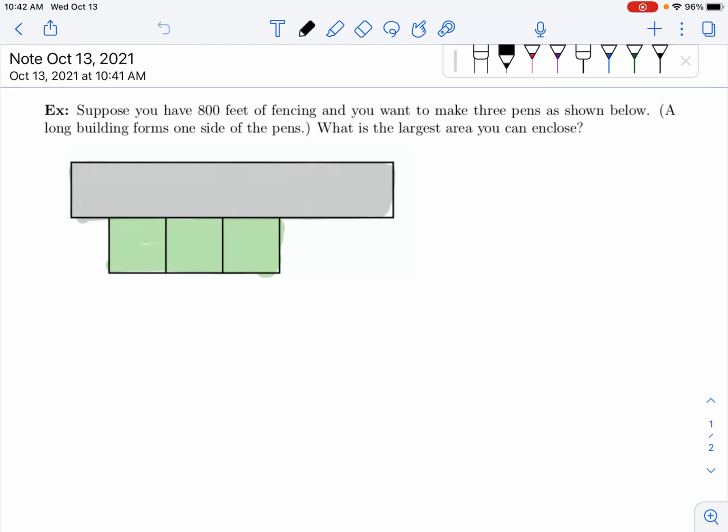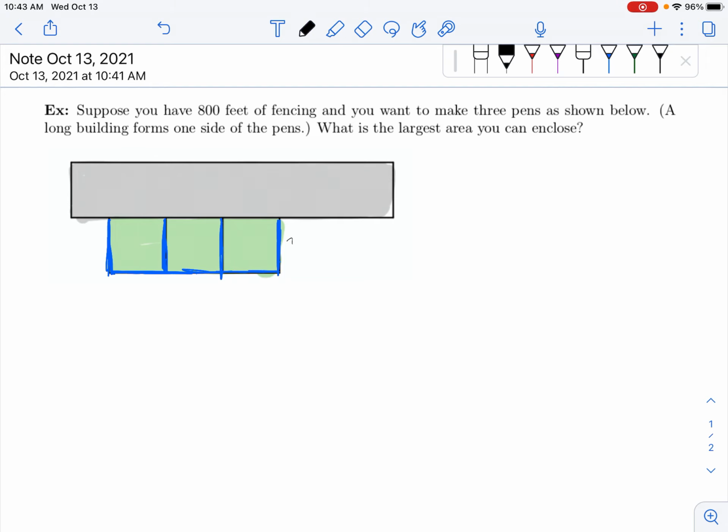It's a lot like this problem right here. On this one, it says we got 800 feet of fencing and we want to make 3 pens as shown here. So these 3 pens. So we're going to use the building here as part of the fence. So all we really need is to put fence here, here, here, and here, and along here. So we don't need fencing across the back.